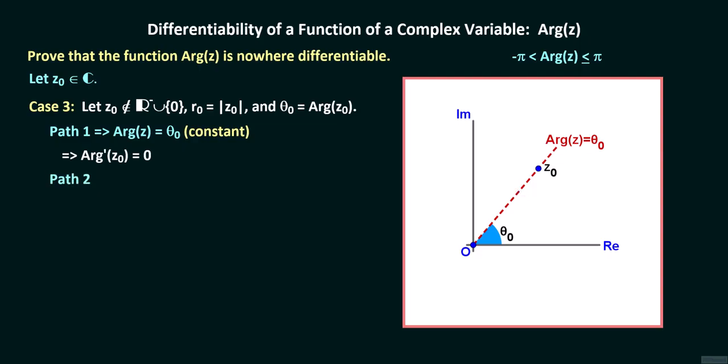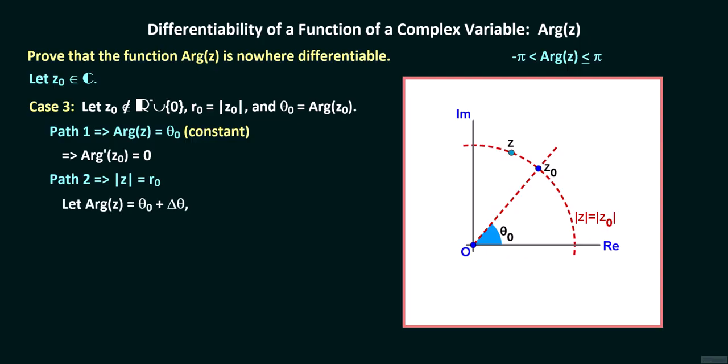For the second path leading to z sub 0, we choose the arc of the circle that passes through z sub 0 and is centered at the origin. This circle's equation is given by the absolute value of z equals the absolute value of z sub 0. Let z be on the circle, and let the principal argument of z be equal to theta sub 0 plus delta theta.